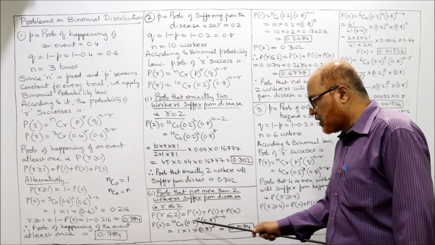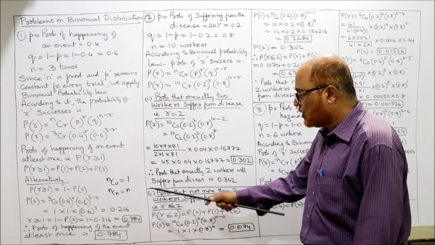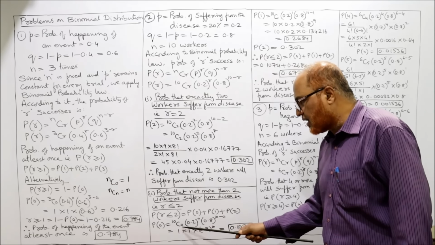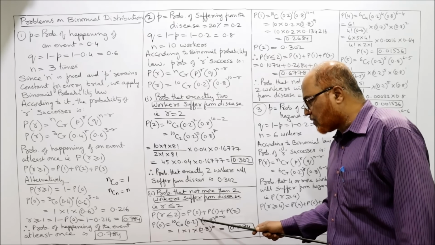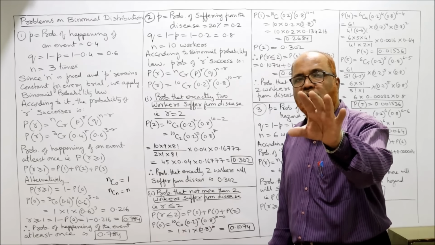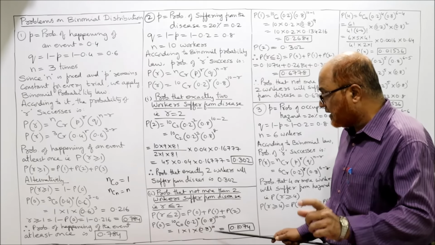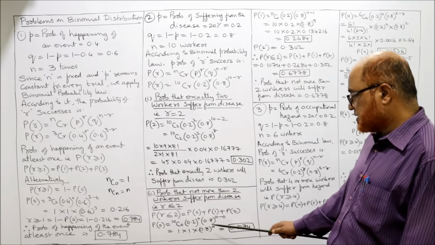So P of 0 is equal to 10C0, 0.2 to the power of 0, 0.8 to the power of 10 minus 0. 10C0, just now I told you, NC0 is equal to 1. So what will 10C0 be? It will be 1. 0.2 to the power of 0 is 1; anything raised to the power of 0 will be 1. Then 0.8 to the power of 10. Now we need 10 times.